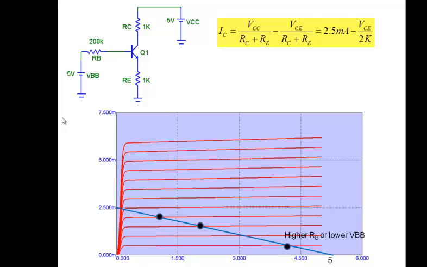What it is illustrating is you can, by using RB, VBB, RC, put your transistor wherever you like. You can put it here, you can put it very close to saturation, you can put it far away from saturation. All of these things you can do simply by changing RB, VBB and RC. And that's called biasing. We are using these resistors and voltages to bias the transistor at a particular point. Whether it's here or here or here.